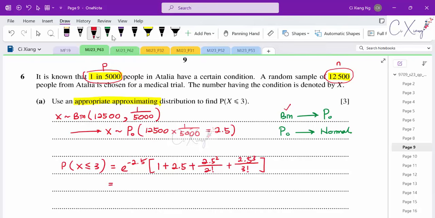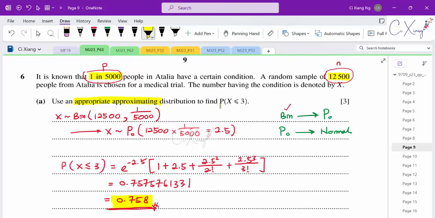Okay, so this is the formula for using the Poisson formula to find the probability. Then again, by using a calculator to help you, you should get the value. Kindly correct it to 3 significant figures, where I will have 0.758. Alright, so this is how we solve part A for question number 6.